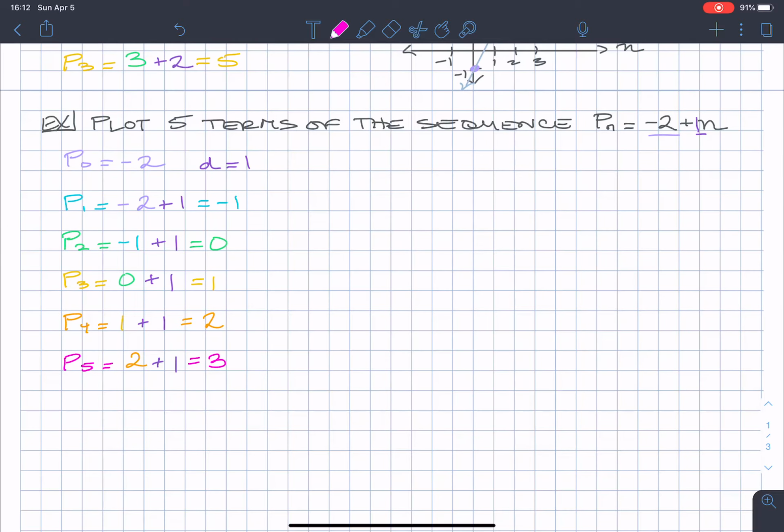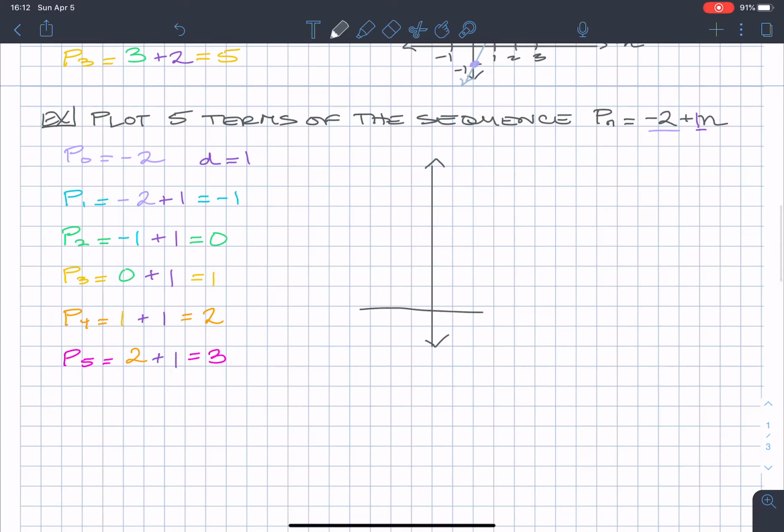Okay, so let's go ahead and plot these. So n versus p sub n. So we plugged in 0, 1, 2, 3, 4, 5 for n. Actually, let me double up since I have the room. So let's call this 1, 2, 3, 4, 5, and 1, 2, 3.